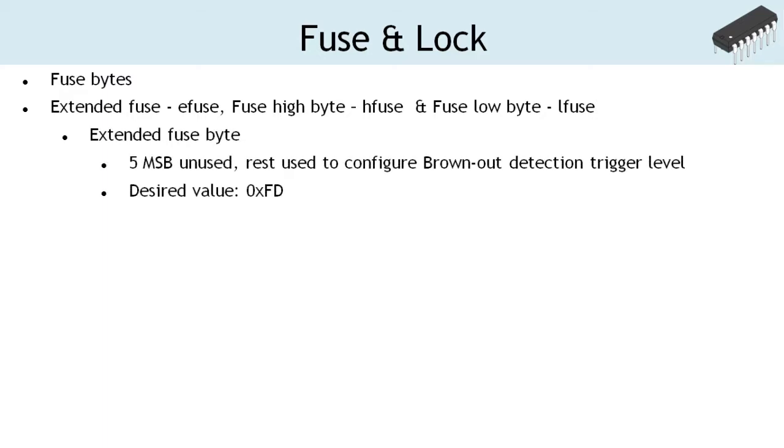The 5 most significant bits of the eFuse are unused, and the rest 3 bits are used to configure the trigger level of brown-out detector. We shall program the fuse byte with a value FD.